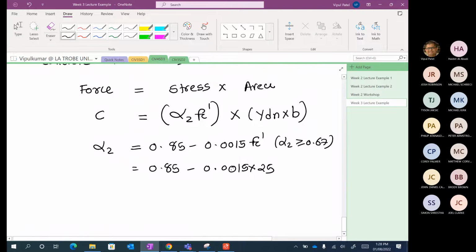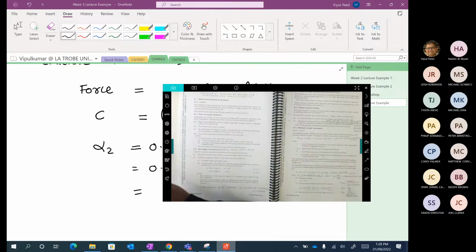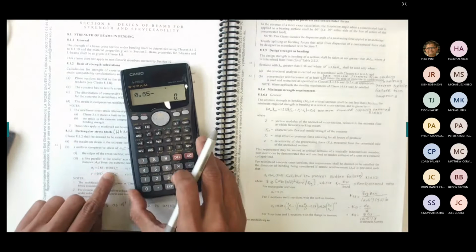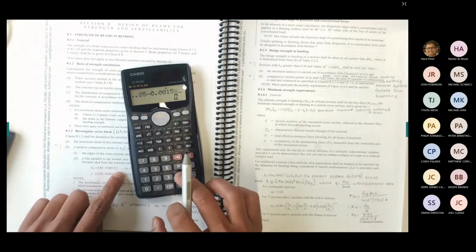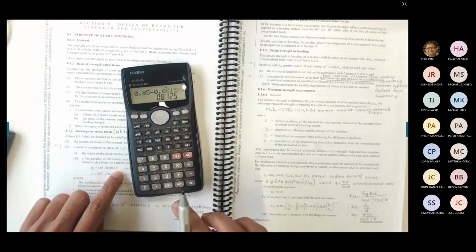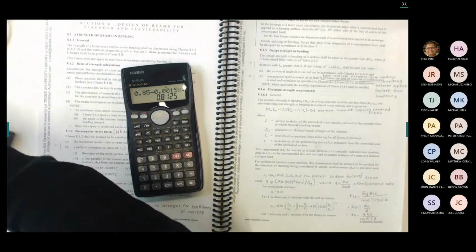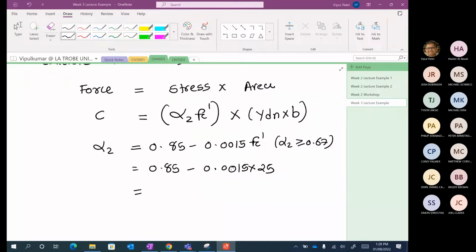So that is 25. Let's use the calculator. 0.85 take away 0.0015 times 25. You get 0.8125, which is greater than 0.67, so that is okay.